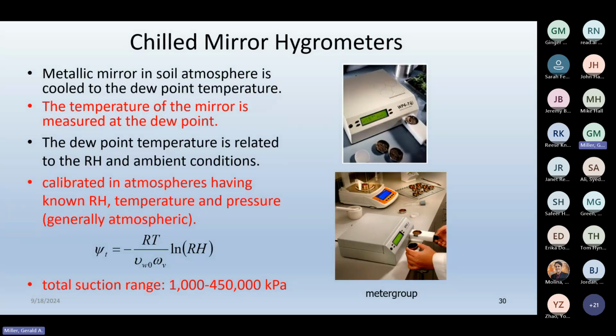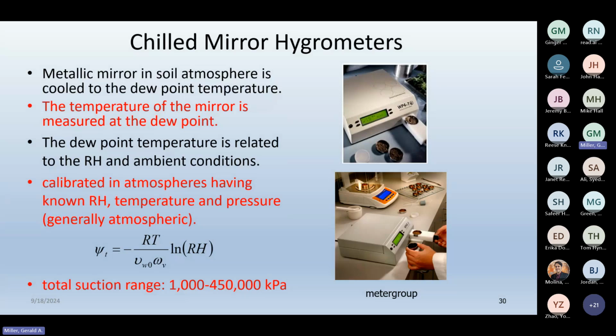Another device we can use to measure total suction is the chilled mirror hygrometer. If you have the WP4 device in your lab, it's a very handy tool. We have one in our lab, but they measure total suction. Again, they measure the total energy state of the pore water vapor, which is assumed equal to that of the pore water. And so it relies on that thermodynamic equation. Temperature is very important. These are essentially constants, but that temperature is controlled very precisely in the device.